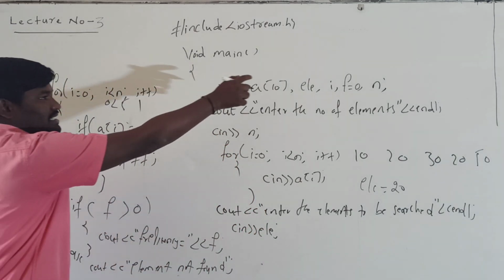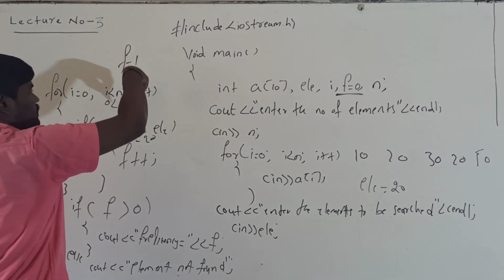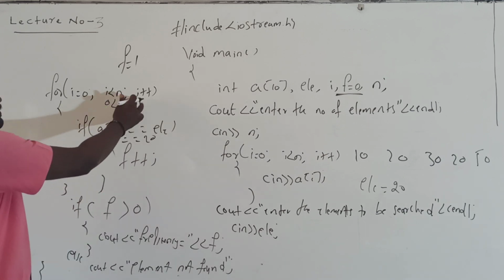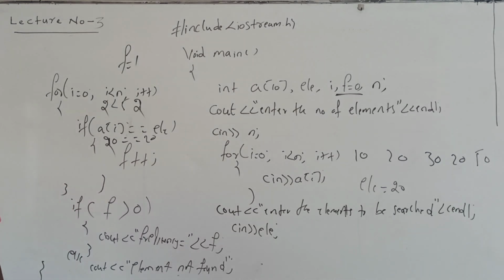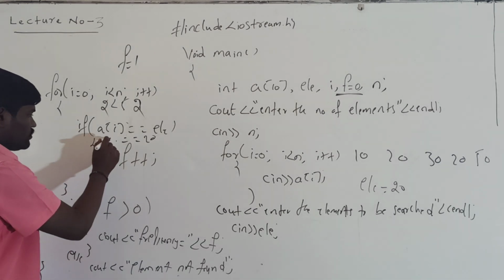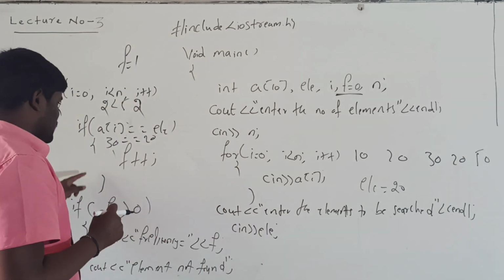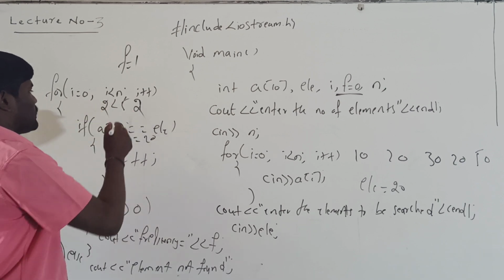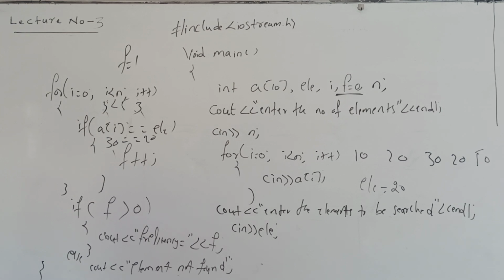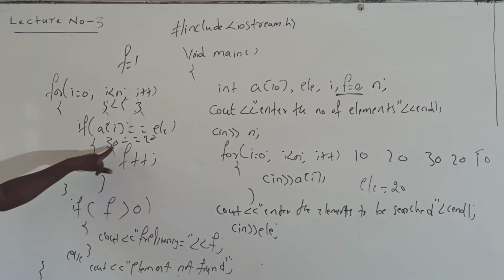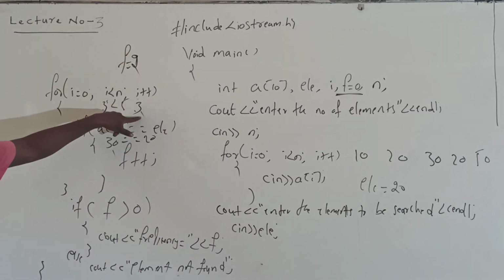F plus plus, initially f value is 0. The present value of f is 1. F becomes 1. Next, I plus plus, I becomes 2. 2 is less than 5. Condition is true. A of 2 is 30. 30 is equal to 20? False. False means this part is skipped and I becomes 3. 3 is less than 5. Condition is true. A of 3 is 20. 20 is equal to 20. F plus plus, F becomes 2. I plus plus, I becomes 4.